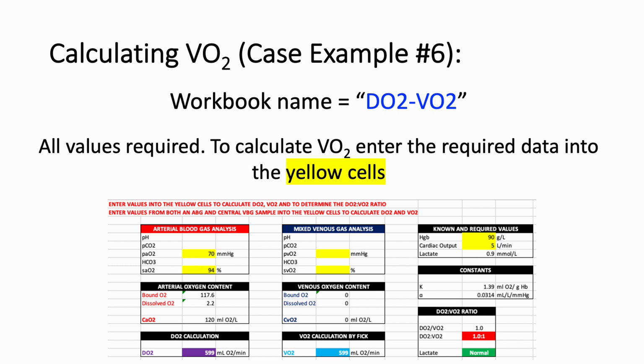Putting this all together, we can now work through case number 6, where, as mentioned, we can use the central venous blood sample to compare the oxygen content of maximally deoxygenated blood to the oxygen of a maximally oxygenated ABG blood sample to calculate VO2, that is oxygen consumption, through the use of fixed principle. Again, all the values required for these calculations will be highlighted in yellow and can be entered into the yellow cells in the workbook titled DO2-VO2 found in the attached spreadsheet.